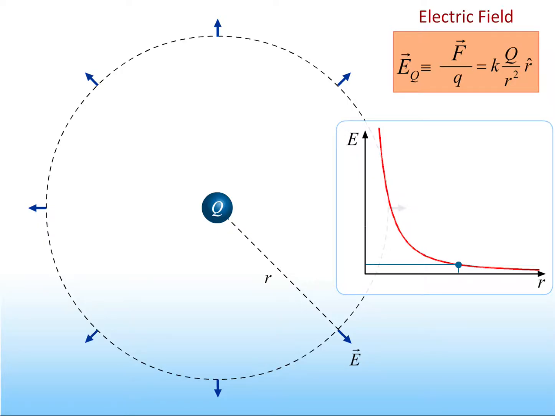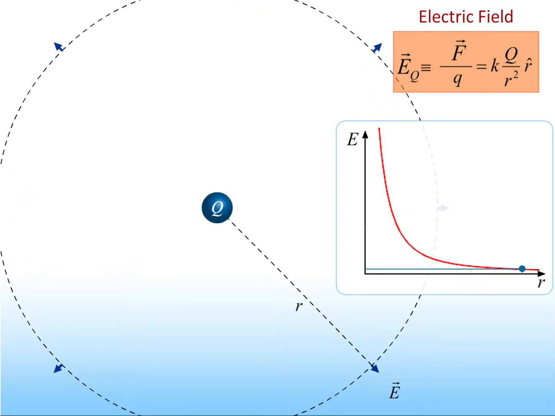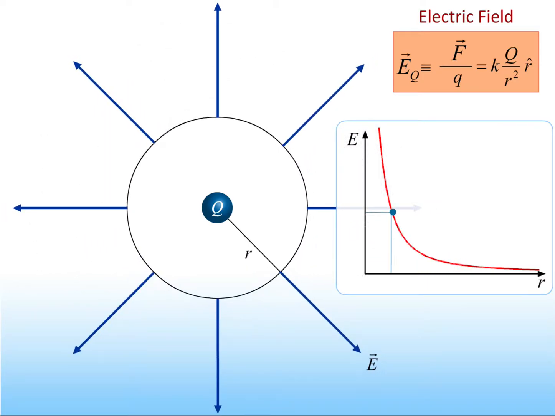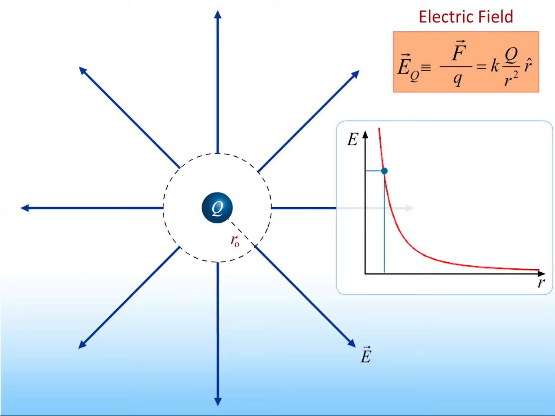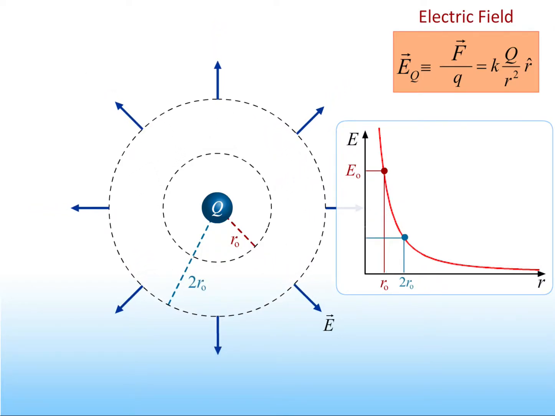We see that as we move away from the point charge, i.e. increasing r, E decreases, and as we move toward the charge, i.e. decreasing r, E increases. For example, if we increase r by a factor of 2, E decreases by a factor of 4, since the electric field of a point charge is inversely proportional to the square of the distance from the charge.